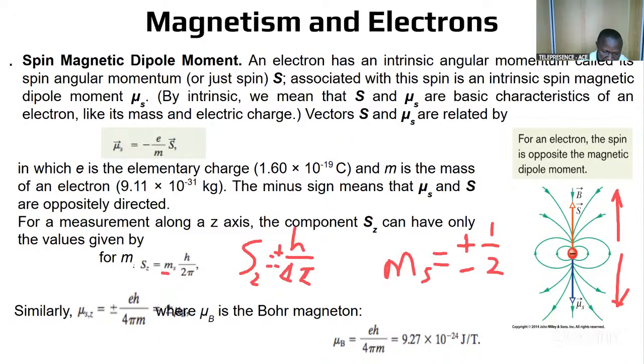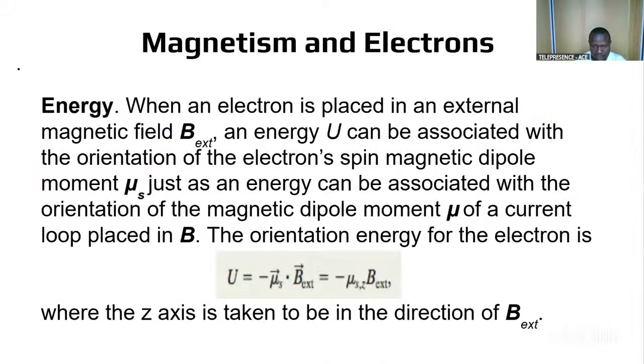4 pi, and put the value here so you get this. Now, you want to look at the energy associated with the orientation of the electron spin. When an electron spin is placed in an external magnetic field, an energy U can be associated with the orientation of the electron spin magnetic dipole moment. And the energy is given as this equation.